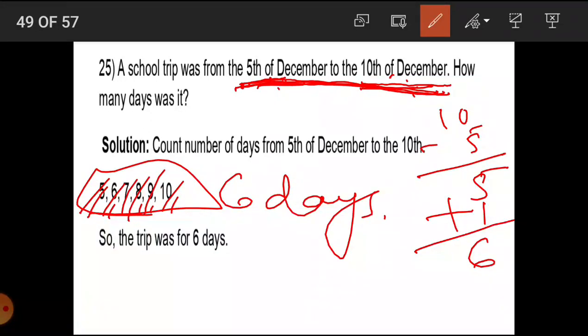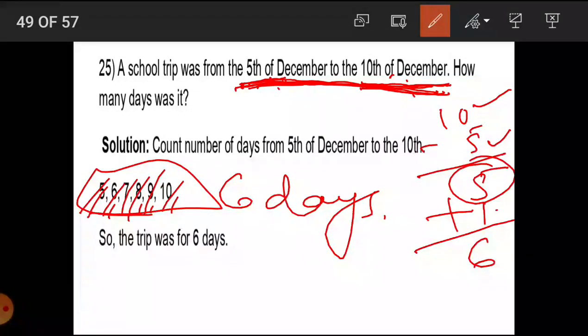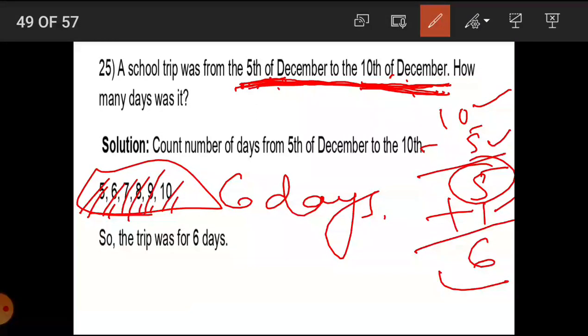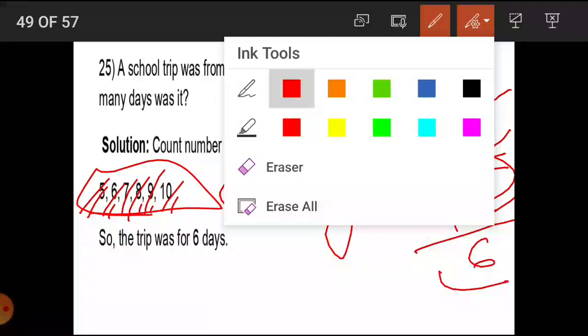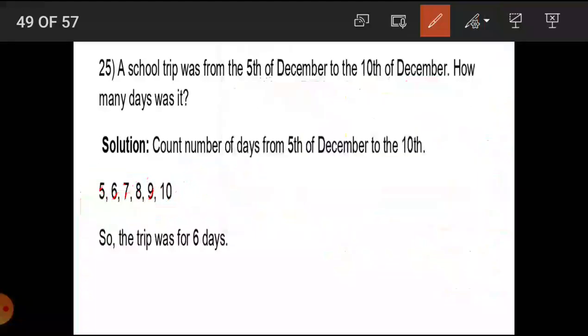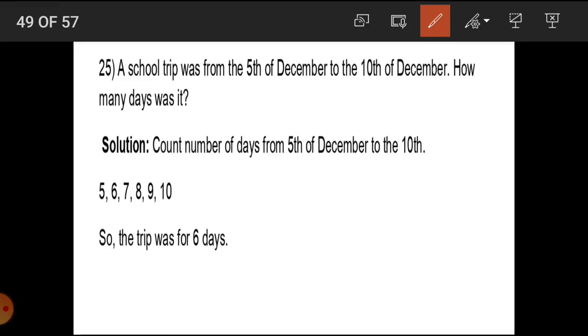And if you do by this method, that is 10th December minus 5th December plus 1, 10th December minus 5th December will be 5 days plus 1 day, that is 6 days. To find the number of days, you have to add 1 if the end day is included. It depends on the sum.